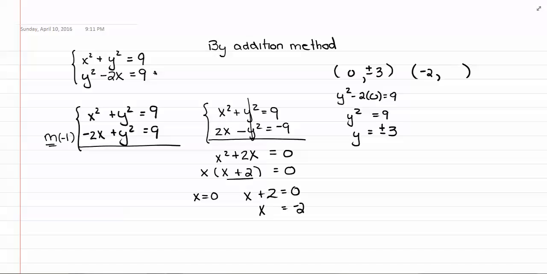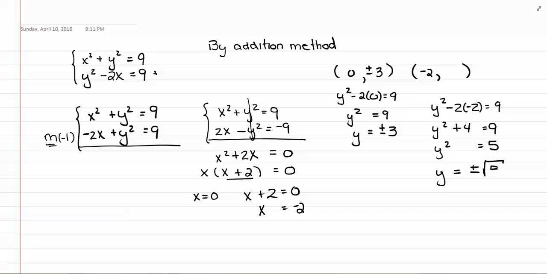When I do the same for x equals -2, I have y squared minus 2 times -2 equals 9. y squared plus 4 equals 9, and then solve for y squared. Subtract 4 from both sides, and then take the square root. And again, I'm going to have two values, plus or minus the square root of 5. So I have -2 and plus or minus the square root of 5 as my coordinates for that point.